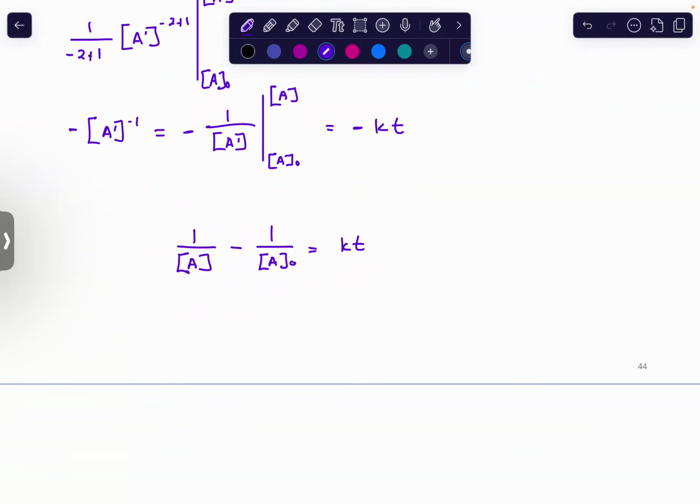So one of the formats for this, there's not as many formats for this one because you don't have the logarithm. You could just leave it in the 1 over [A] minus 1 over [A]0. But these are your integrated rate laws for a second order.